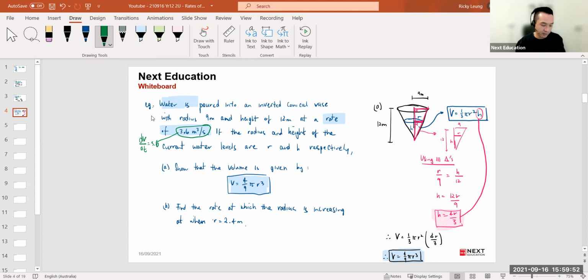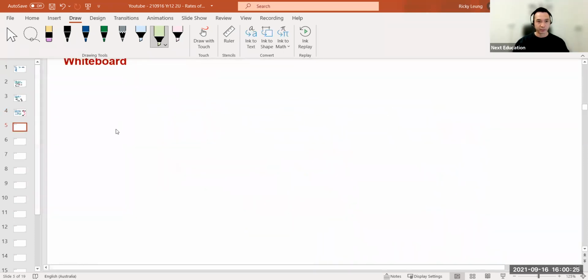That's important. Now, what else do I know in this question? I've got the rate of change of volume. What am I finding for part B? Part B, find the rate at which the radius is increasing. That's dr dt. And it also tells me that r equals 2.4. They're the information I need. So I'm going to use the formula from part A, differentiate it with respect to time and then solve it. So let me go over to our next slide and do it here.